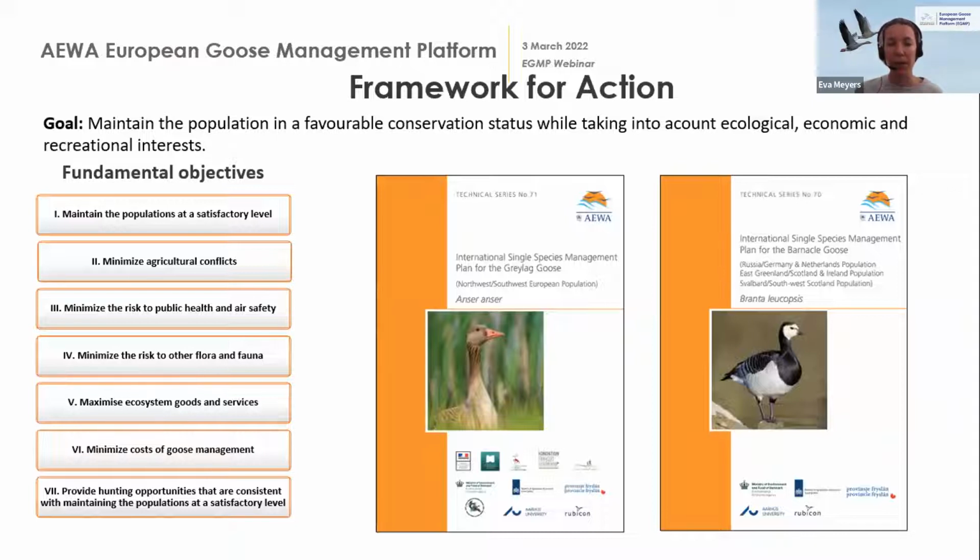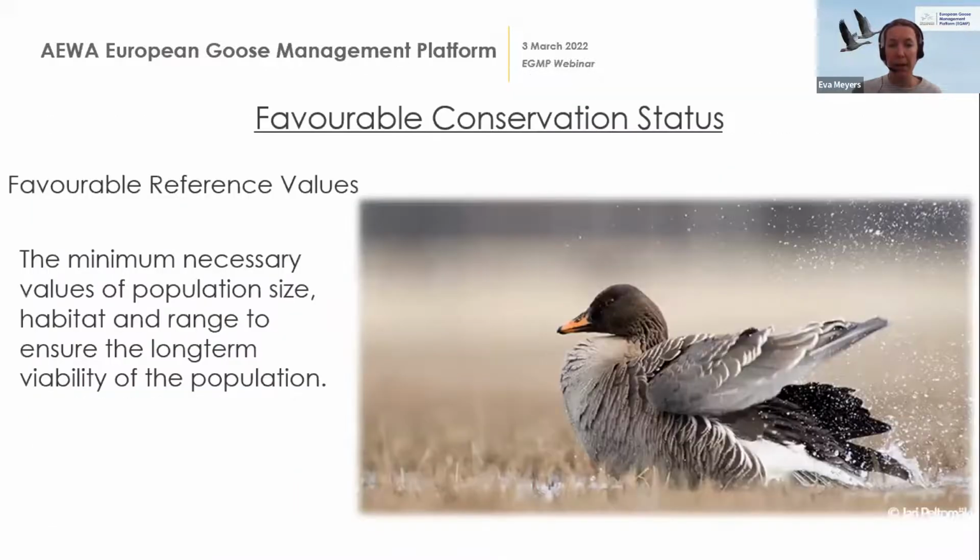Both plans share very similar fundamental objectives, which include maintaining the population at a satisfactory level, minimizing agricultural conflicts, minimizing the risk to public health and air safety, minimizing the risk to other flora and fauna, maximizing ecosystem goods and services, minimizing the cost of goose management, and, in the case of the grey-lag goose, providing hunting opportunities that are consistent with maintaining the population at a satisfactory level. So that's the essence of the two management plans.